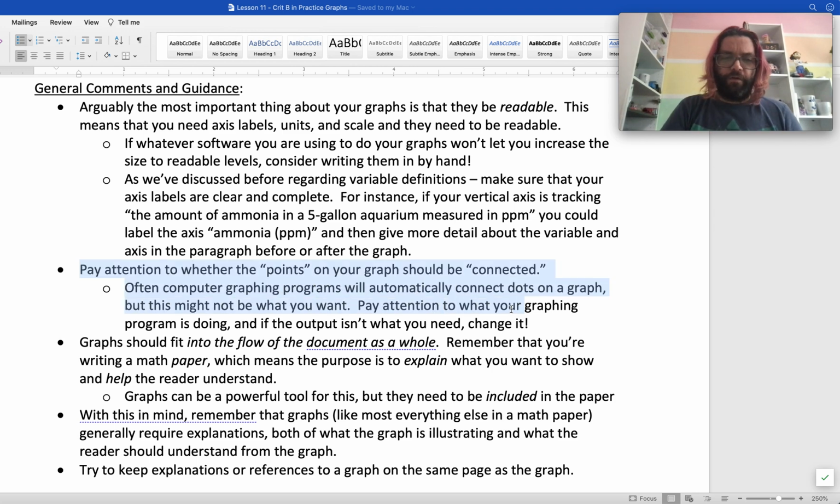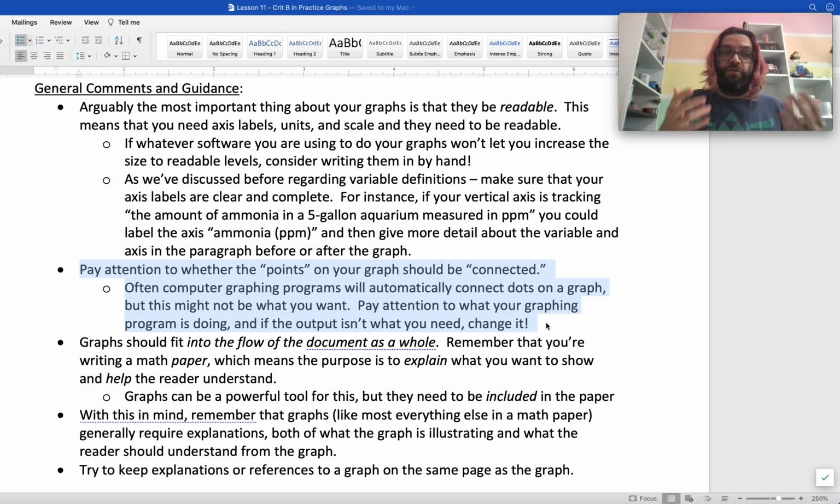Another really important thing, and it's a little bit harder for some students to understand what this means and what to do with it. When you're graphing, you need to pay attention to whether the points on your graph should be connected. Oftentimes computer graphing programs like Excel or Google Sheets will default to a line graph where if you've got 5 points, they'll connect all the points. That might be okay, but often in math, we don't want that to happen. We just want to look at the points.